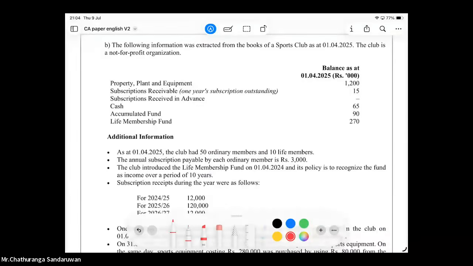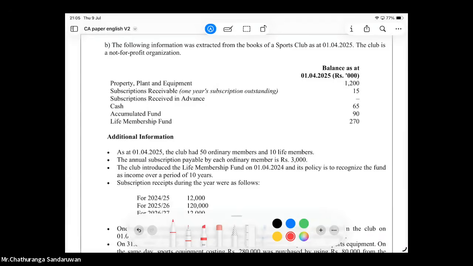I think there is a mistake here also, because it should be agreed, right? Total asset is 1280, right? Minus accumulated fund 90 and life membership fee 270. 920 is missing, right? Subscription received in advance, nothing.